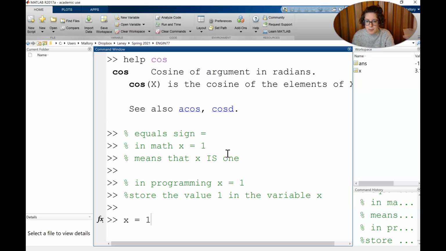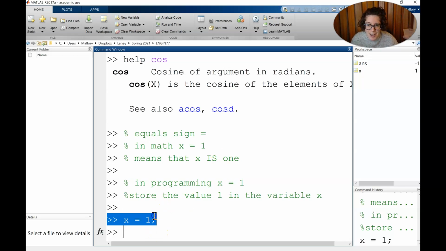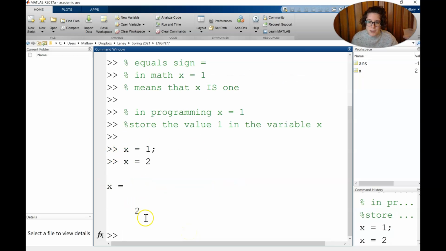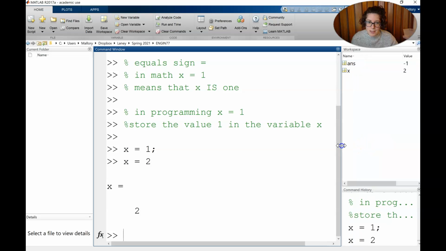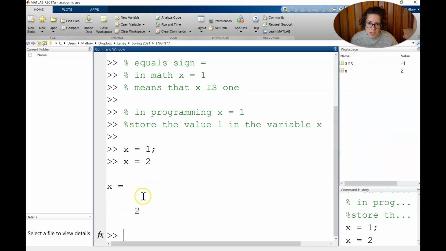So if we say x equals 1, that means store 1 in x. And then I introduced a new thing here, this semicolon. I'll get to that in 1 second. And then if we type x equals 2, that means that we're now storing 2 in x. And x has no memory of once being 1.